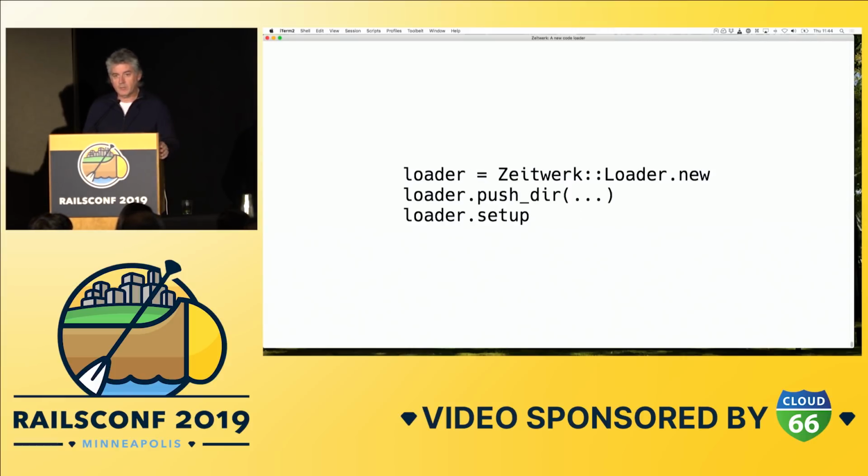So basic usage is very simple. You just instantiate a loader. You say which are the root directories of your project. Like in Rails, that is going to be the autoload paths. In a Ruby gem it is going to be lib. That's it. And then you call setup and done. You are ready to do anything.